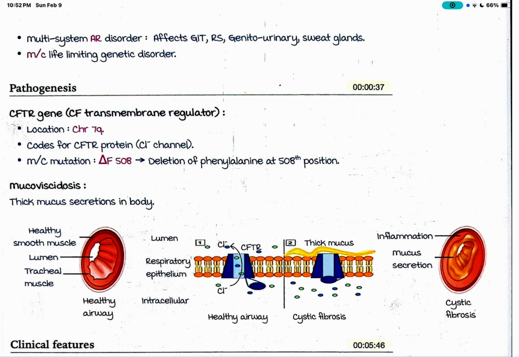So here is a healthy airway, with healthy smooth muscle, lumen, and tracheal muscle. In cystic fibrosis, here you can see mucus secretion and inflammation.